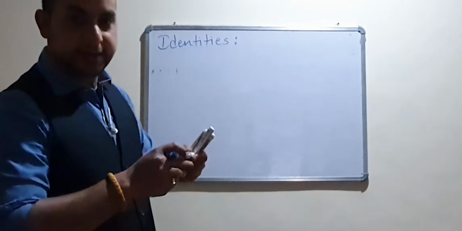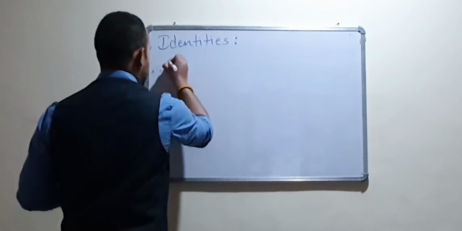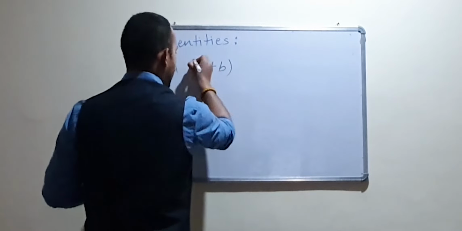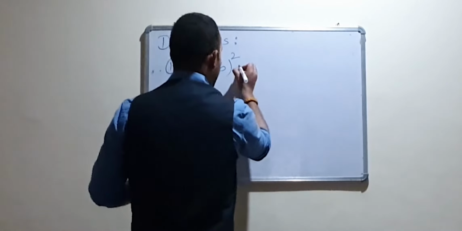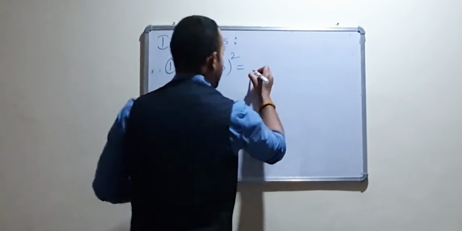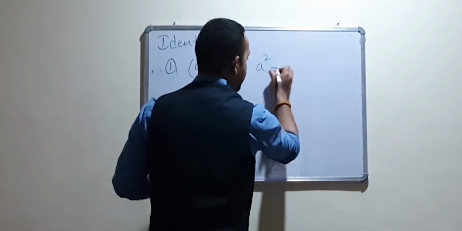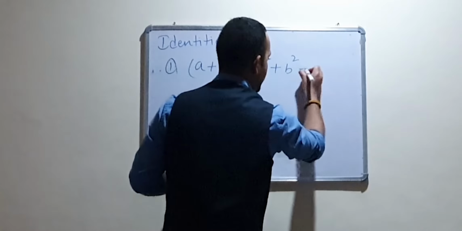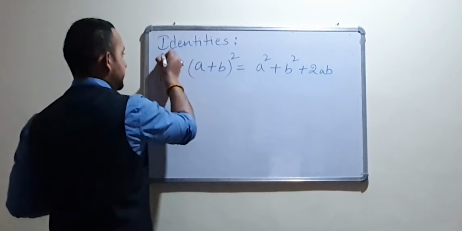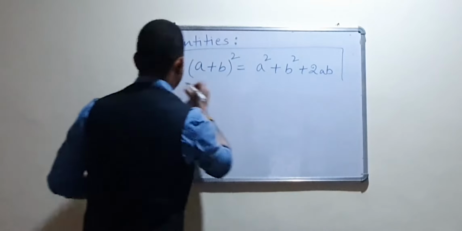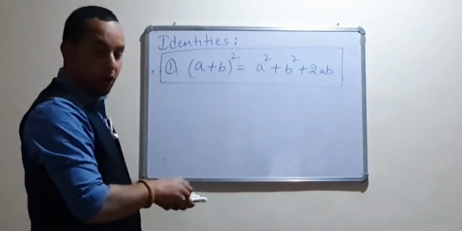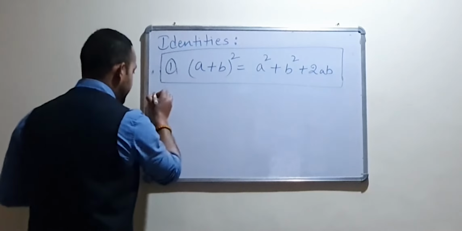So our first identity is the formula a plus b whole square. So a plus b whole square means when we open this, a square plus b square plus 2ab. This is our first identity. On the basis of this identity, I'll give you one example.